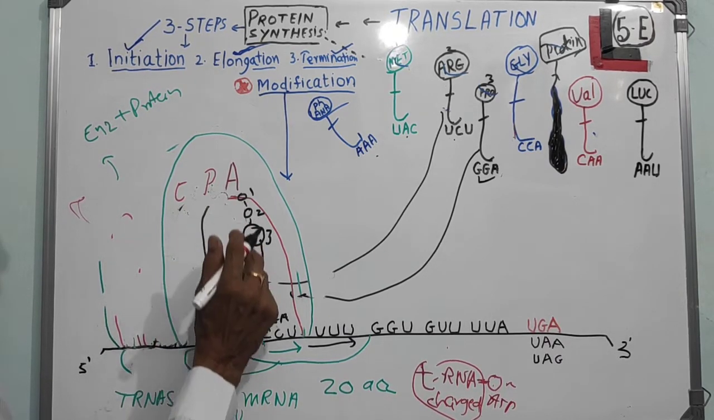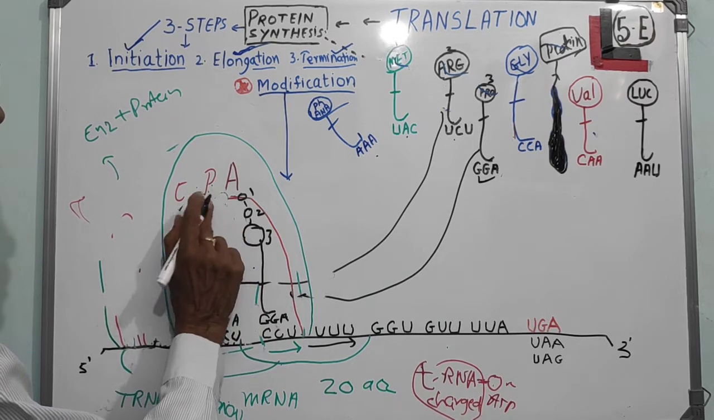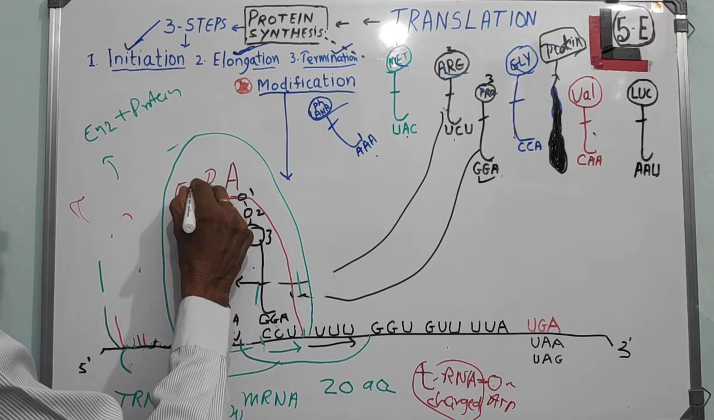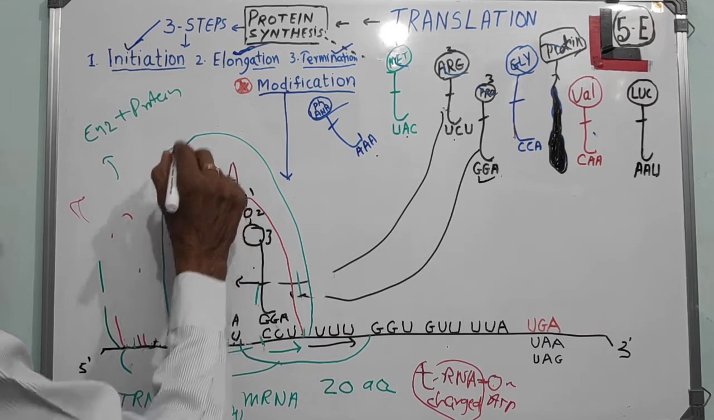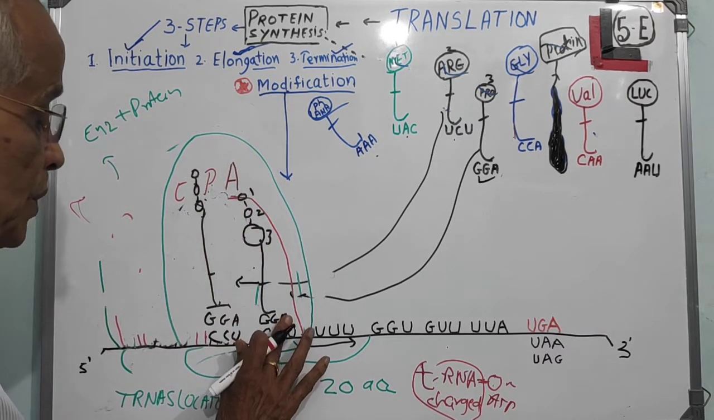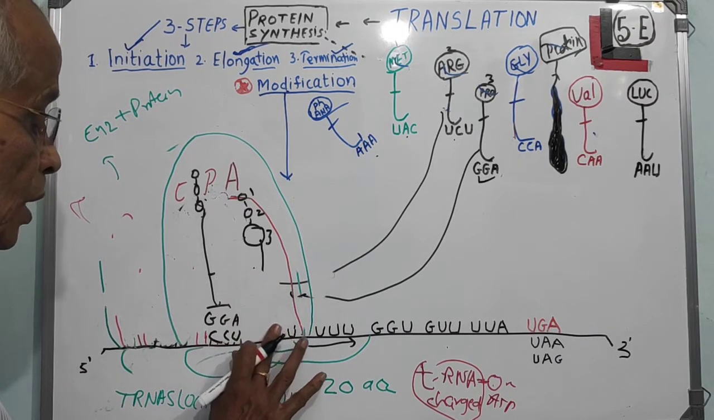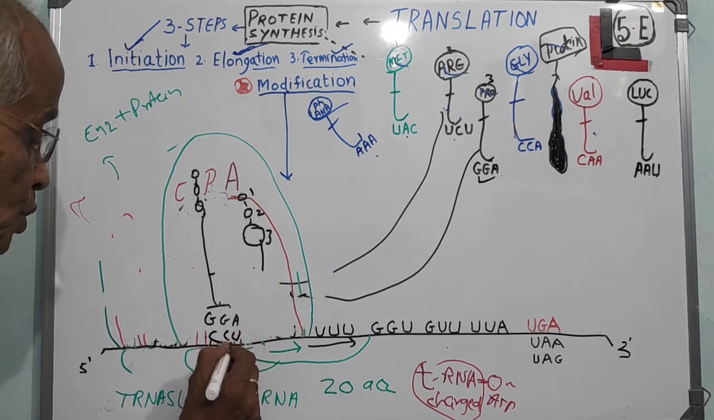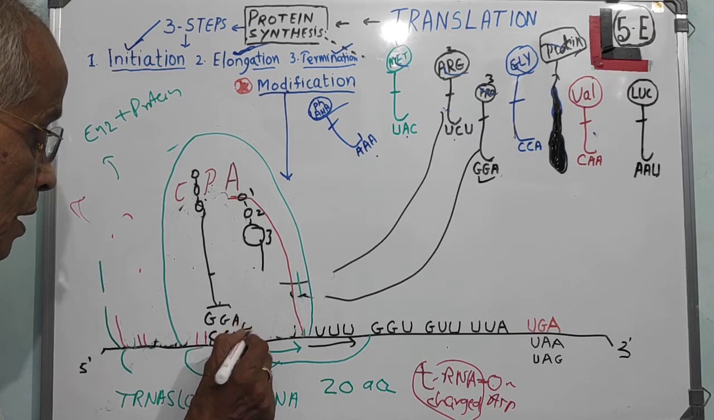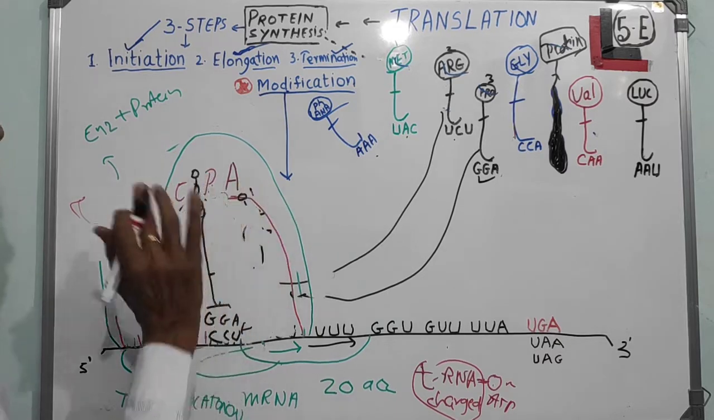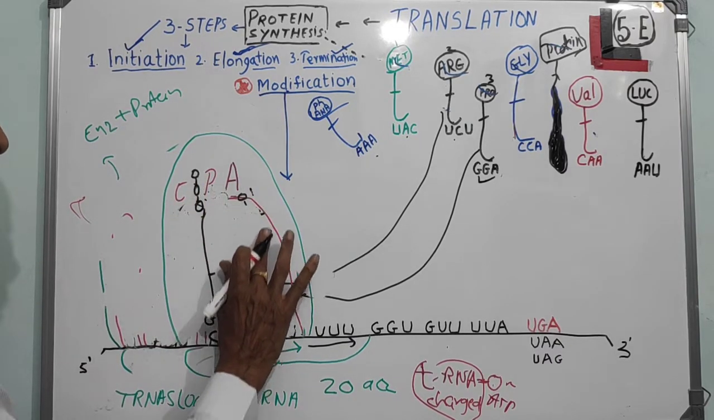and that will now contain how many? 1, 2, 3 amino acids linked by means of polypeptide bonds. Now this is gone because this has moved to this place, and this is gone. This chain is also moved to this place. Now the A site is free.